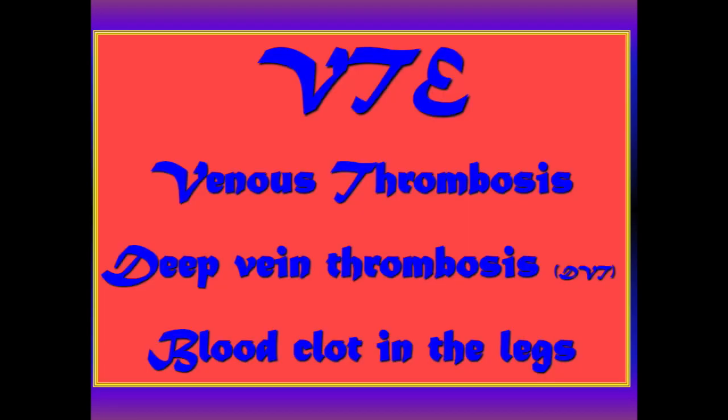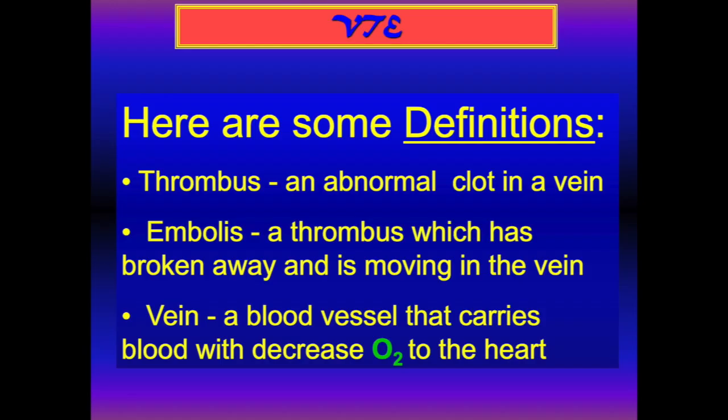So venous thromboembolism is also known as VTE, venous thrombosis, DVT or deep vein thrombosis, or a blood clot in the legs. Know these definitions. A thrombus is an abnormal clot in a vein. An embolus is a clot that is moving. It's in a vein, it's broken away, and it's moving along in the circulation. Remember that a vein carries deoxygenated blood to the heart.